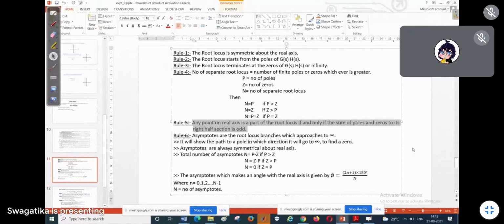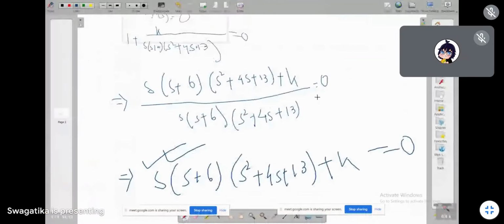So next, you can go for your asymptote. Angle of asymptotes. How many angles of asymptotes you have to calculate? 4. And what are they? 45 degree, 135 degree, 225 and 315. Very good. And the intersection point on the real axis? Centroid is -2.5. Very good. Next.